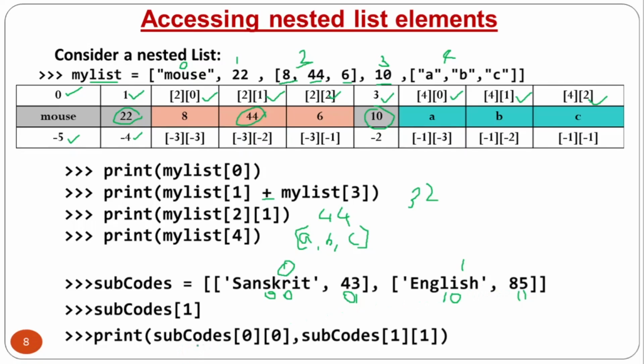And the next statement, subcodes[0][0]. Subcodes[0][0] means Sanskrit and subcodes[1][1] means 85. So the output of this statement will be Sanskrit 85.